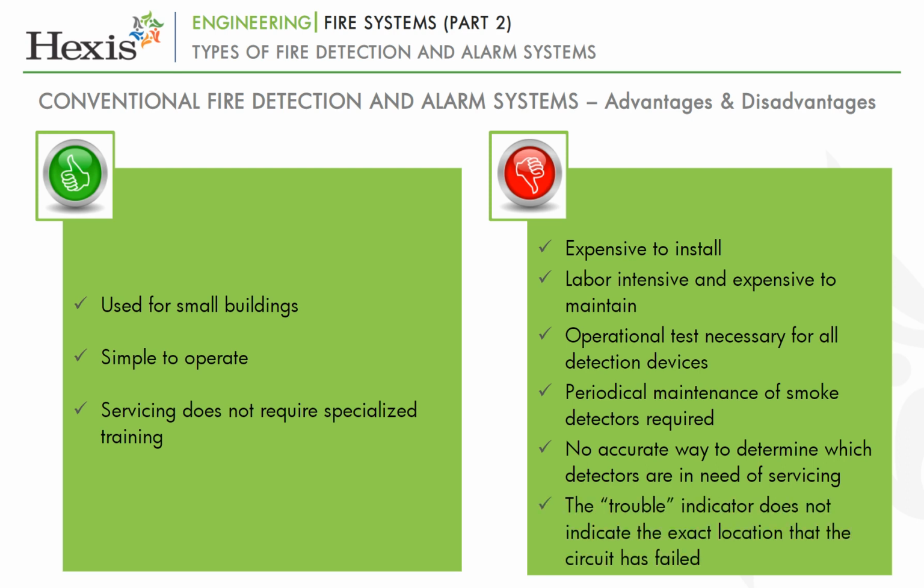If a fault occurs, the trouble indication only states that the circuit has failed, but does not specifically state where the problem is occurring. Subsequently, technicians must survey the entire circuit to identify the problem.